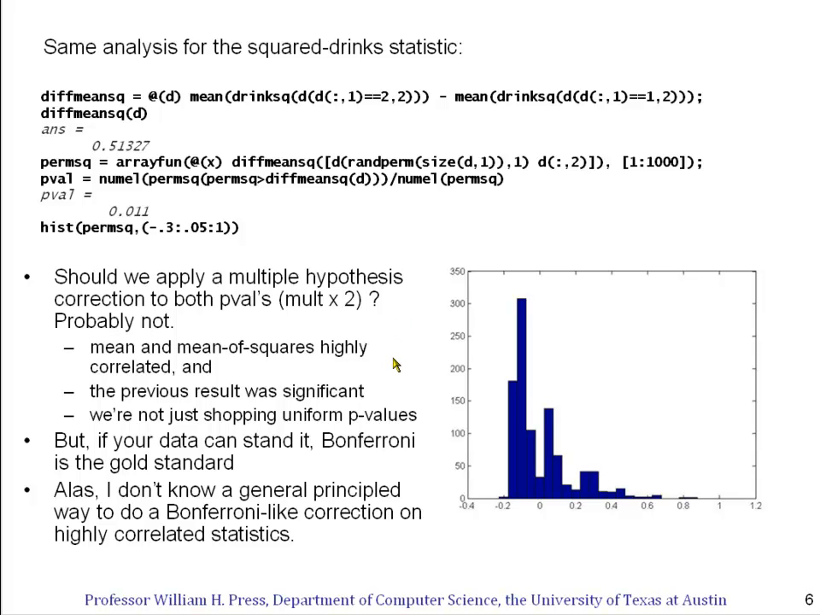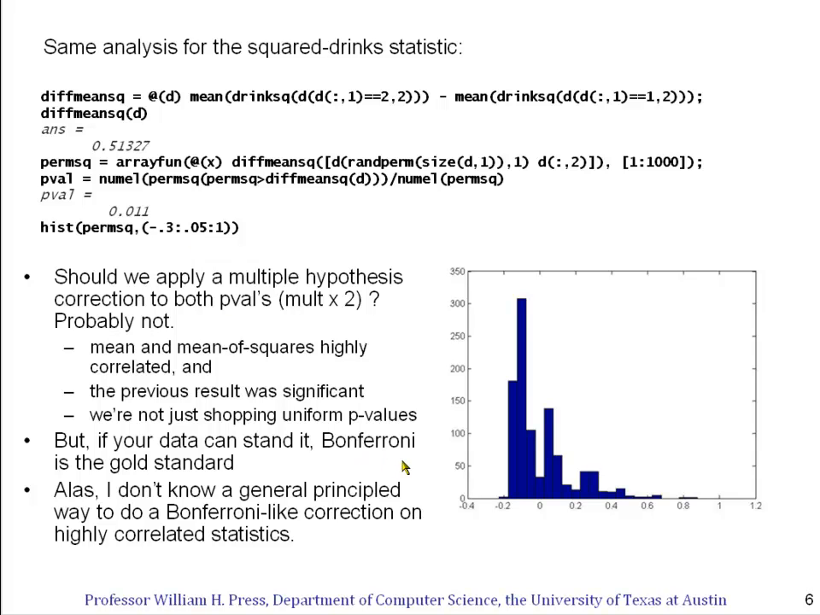And the reason is mean and mean of squares are highly correlated statistics. And they both turned out significant. So it's not as if we could be accused of shopping for p-values in a uniform distribution until we found a particularly good one. We were looking at two closely related statistics. Both turn out significant, and I think it's reasonable to quote the smaller one, about the 1% significance level.